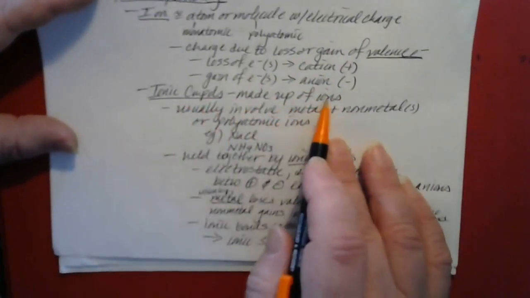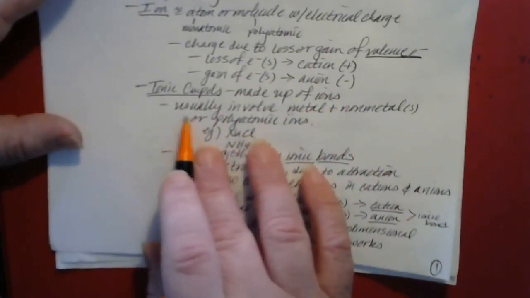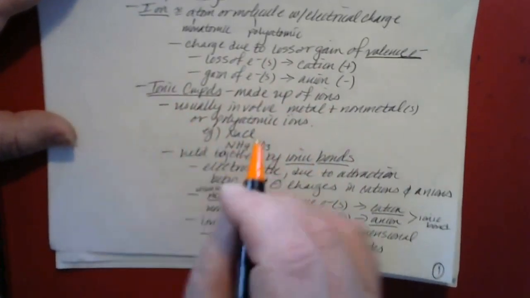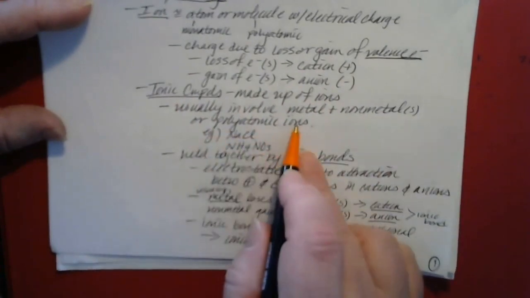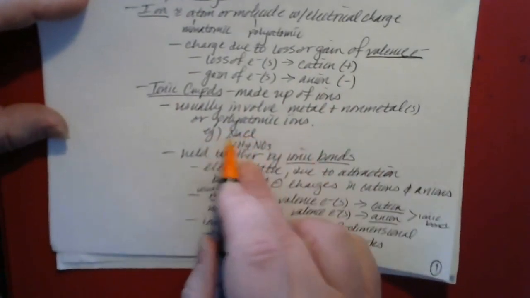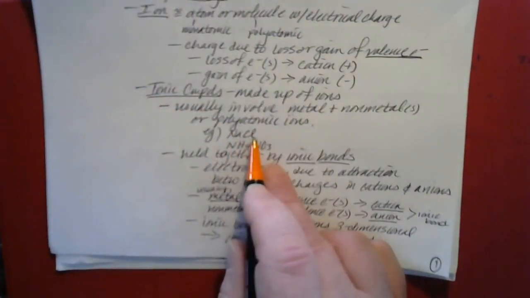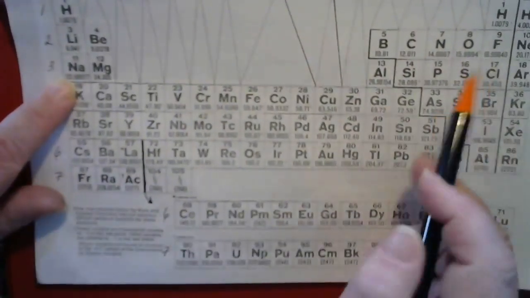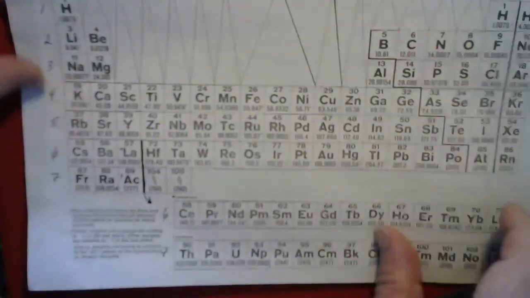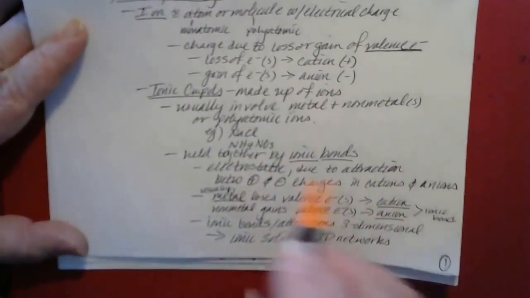Ionic compounds are made up of ions. Duh, makes sense. And ionic compounds usually involve a metal and one or more nonmetals, or polyatomic ions. So for instance, sodium chloride is a classic example of an ionic compound. It involves the metal sodium and the nonmetal chlorine. So you see sodium's way over here, that's a metal. Chlorine is way over here, that's a nonmetal. If you see a metal and a nonmetal together, it's a pretty good bet that it's an ionic compound.